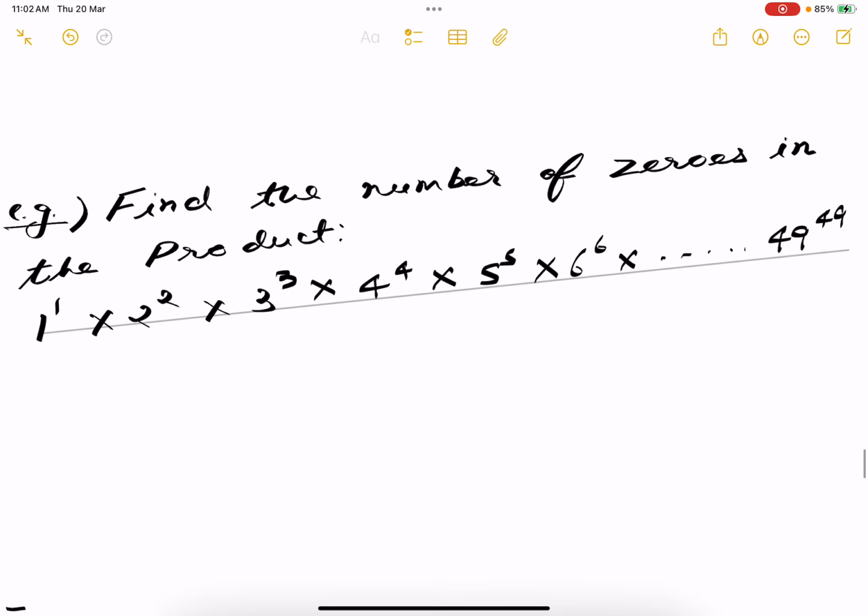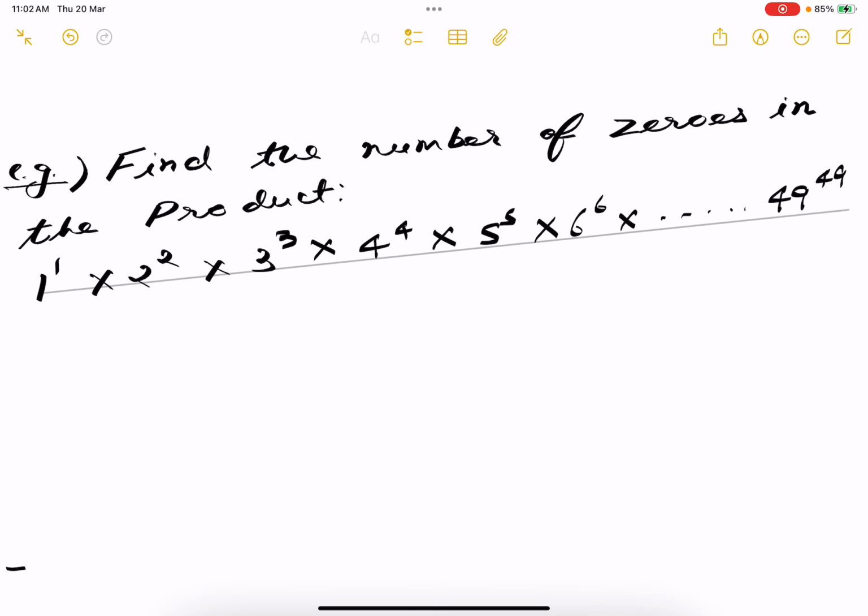Now let's solve this question. This question is like: find the number of zeros in the product of this given thing. Okay, now let's try to solve this question. Here the number of 2's is definitely more than the number of 5s, because after that only that number of 5s are coming. So definitely the number of 5s is less. So we need to count the number of 5s from here only.